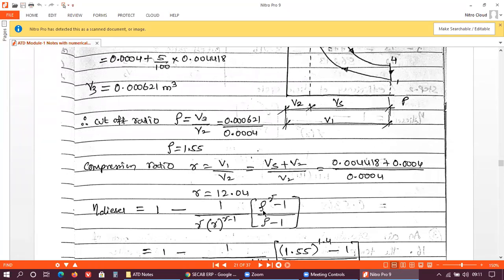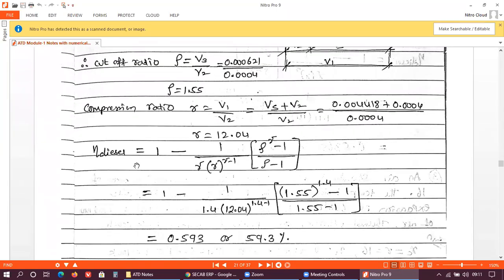So the very first one is the rho. This rho value is to be calculated. This rho is nothing but V3 by V2, right? And we also need to calculate this R. So R is nothing but the compression ratio, that is V1 divided by V2, or Vs plus V2 by V2. So now we'll calculate this compression ratio. Compression ratio is given by the total volume V1 divided by the clearance volume. So just substitute the values here. Total volume divided by clearance volume. So we'll get the value of R as 12.04. That will be the compression ratio.